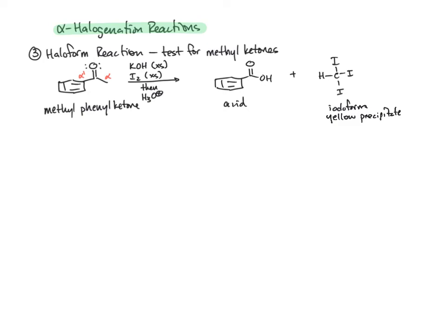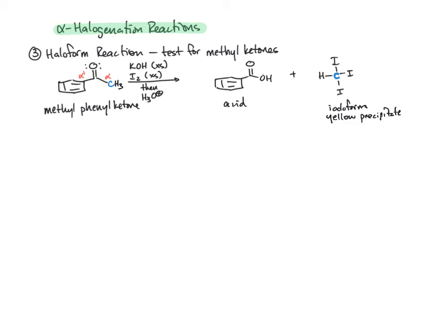I'm going to write this carbon here in blue. Again, that alpha carbon has 3 hydrogens. You can see that in the acid product, we are missing that carbon. That carbon actually ends up here in the haloform. So we want to understand through the mechanism how we break the carbon-carbon bond between the alpha carbon and the carbonyl carbon.